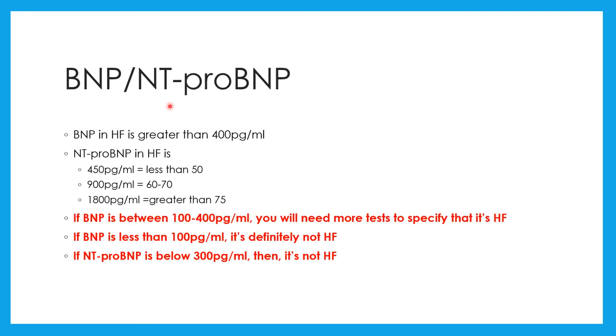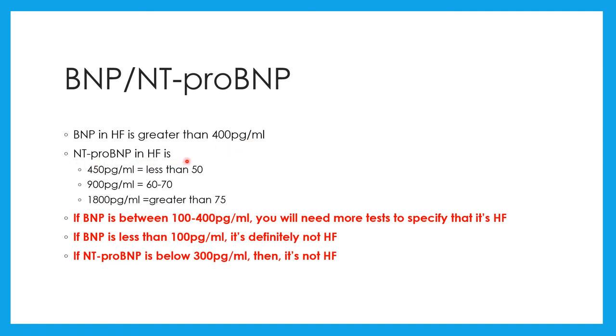Okay, BNP, NT-proBNP. BNP in heart failure is greater than 400 picogram per ml. Before you can say this is heart failure, you will see BNP that is 400 and greater before you can think of heart failure.